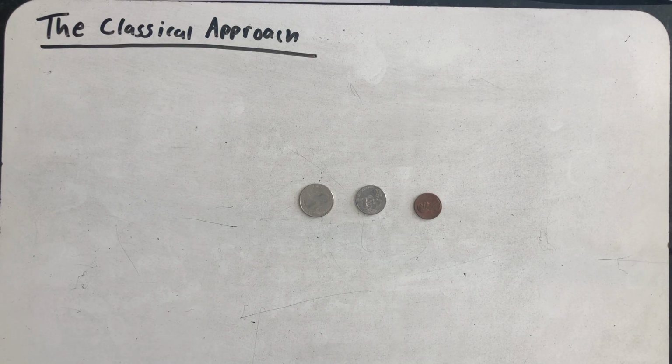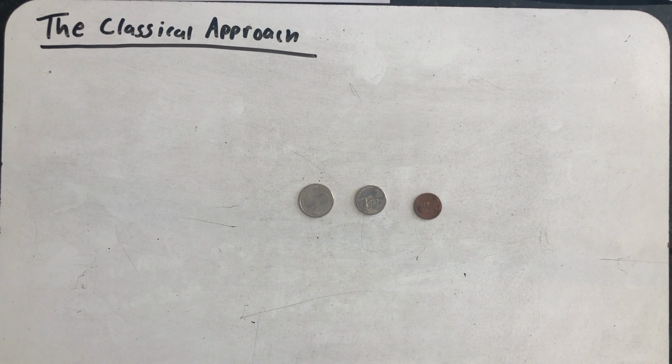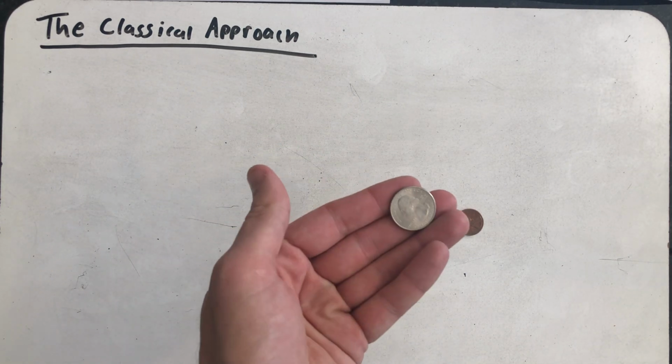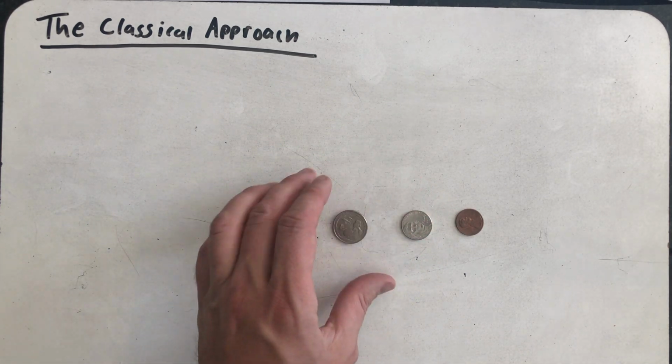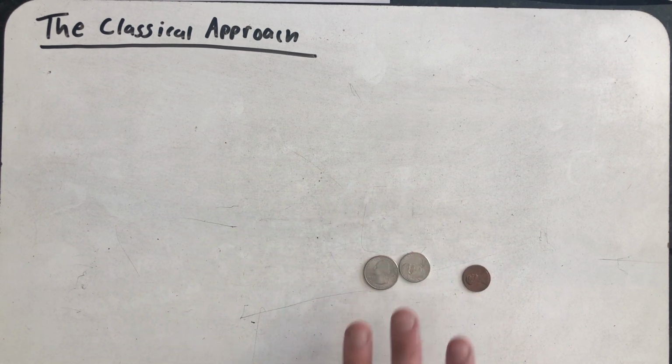In this video, I want to use the classical approach of calculating probability to find the probability that I get 3 heads when I flip 3 fair coins, or if I just flipped 1 fair coin 3 times. I have a quarter, a nickel, and a penny here to help me out, but I want to start by reminding us what the classical approach is.